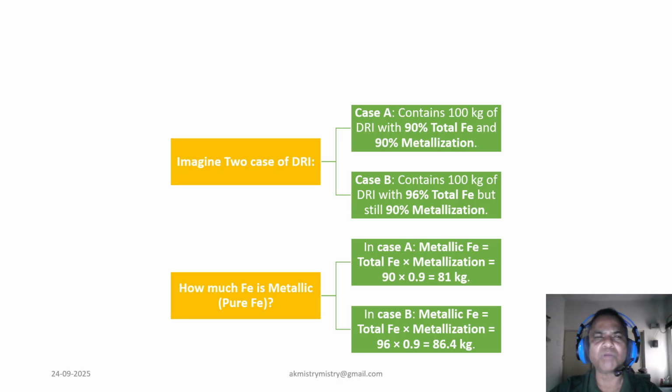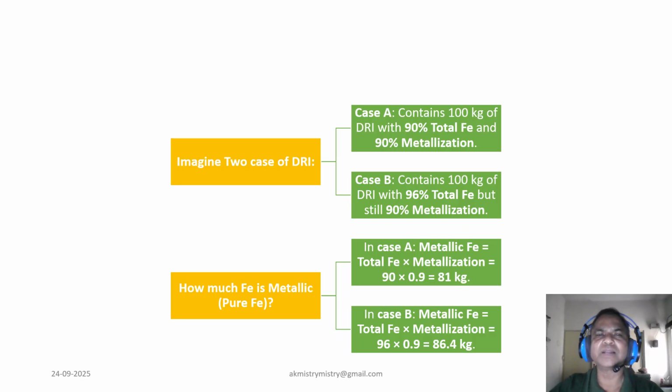So what does this mean for the EAF? The EAF has to recover the iron from this FeO by reducing it with carbon and other reductants. So in case A, the EAF has to process 9 kg of FeO, and in case B, the EAF has to process 9.6 kg of FeO. So even though case B has more total Fe, it ends up creating more FeO for the EAF to handle, because the metallization level was the same in both scenarios.